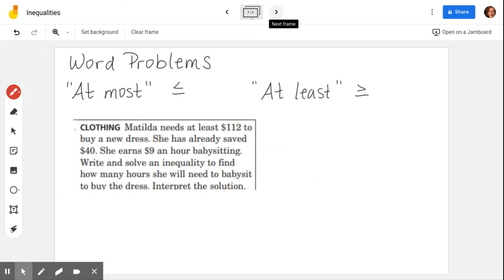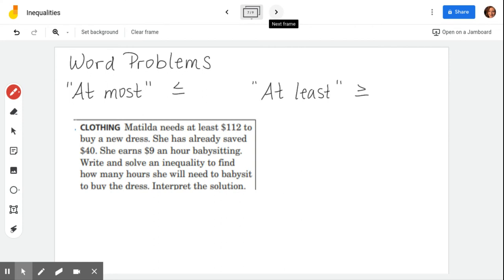Okay, I'm going to show you just 2 word problems. You should have already watched the video. If you're one of my students, you should have already watched the video and had in class about how to write equations for word problems. It's very much the same when you're doing inequalities. You just need to pay attention to the wording.